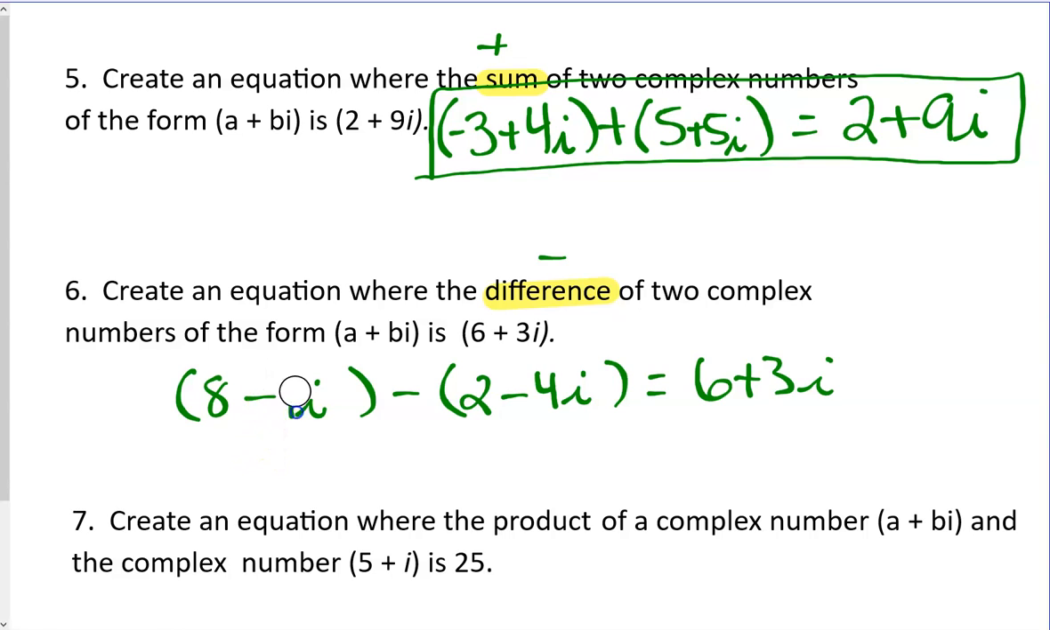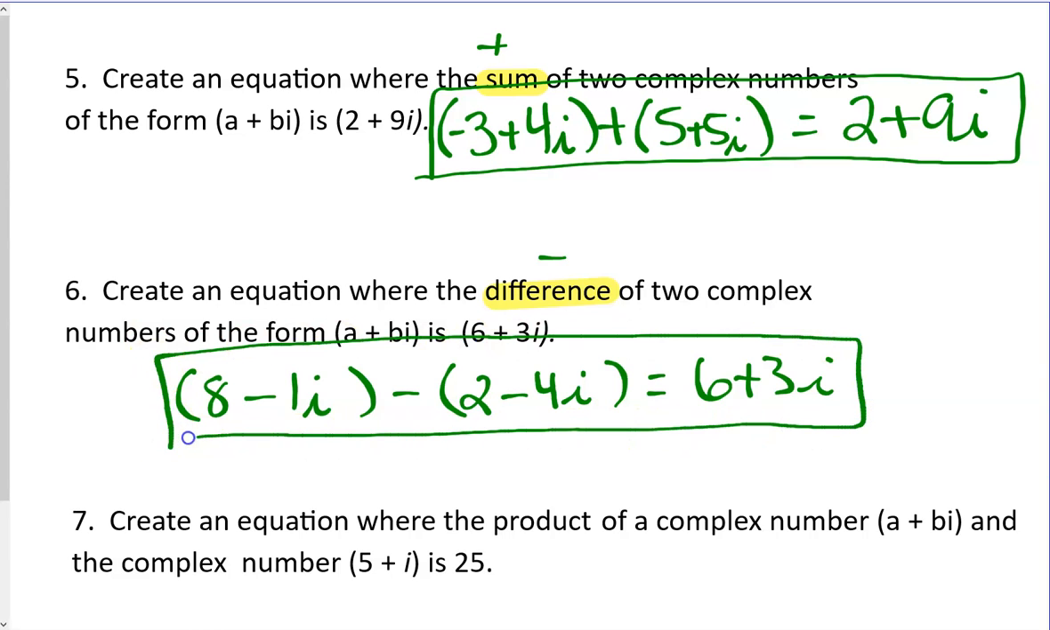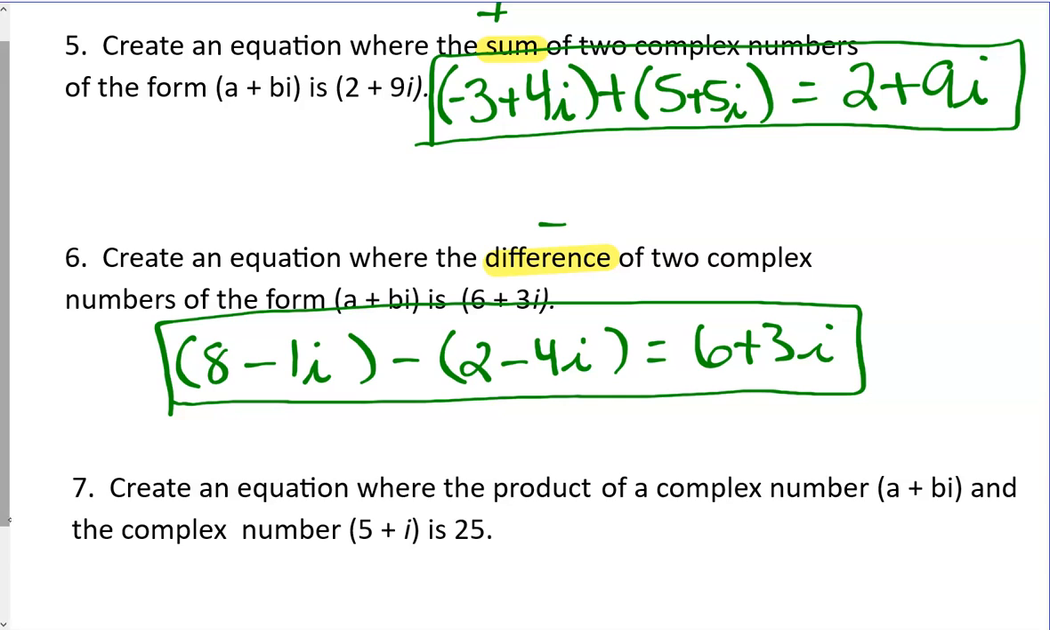Yep, so what if I just change this to... see how you should check your work? Look at that. So negative 1 minus negative 4 is the same thing as negative 1 plus 4, which gives me a positive 3. There we go. Always go back and check your work. I could edit that out of my video, but I'm not going to, because I want to show you how you can correct yourself as you work through these.